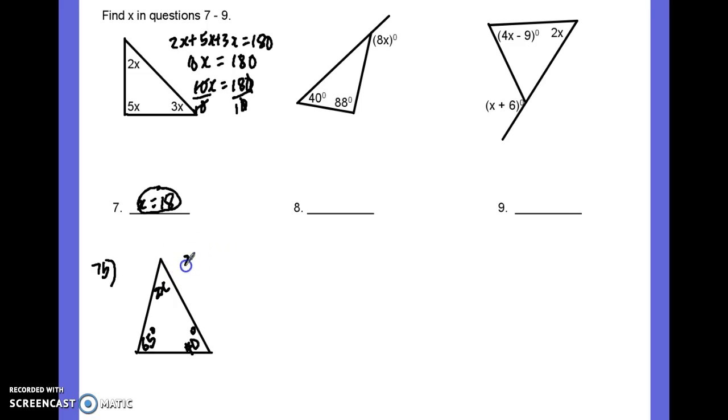Well, I trust you would say 2x plus 65 plus 40 is equal to 180. That's the way to set that up. And then the first thing you do, you put like terms together. These terms are like each other. So 65 plus 40 gives us 105 equals 180. And then what? We subtract 105 from each side. We want to have the 2x term by itself.